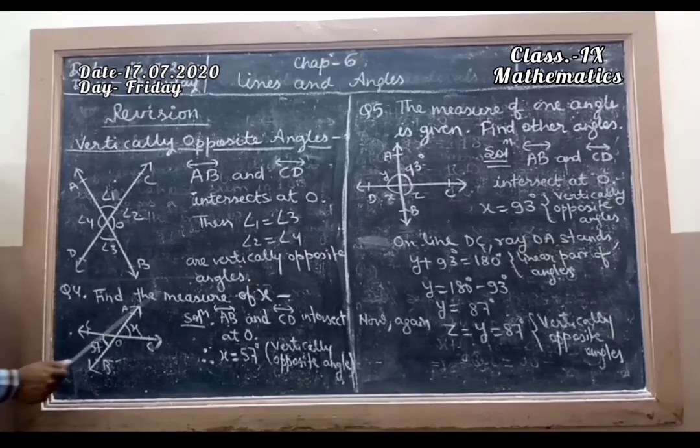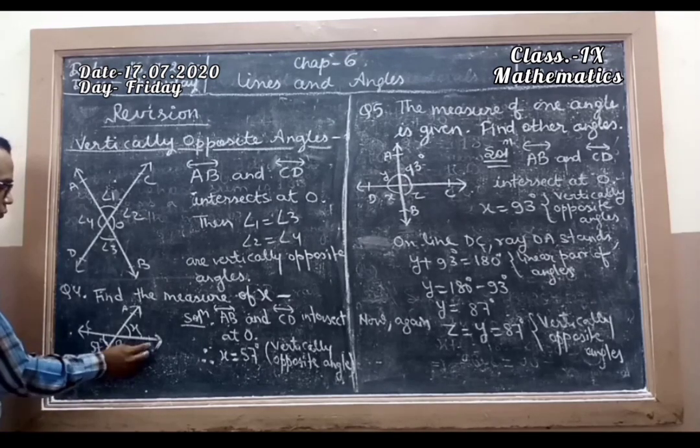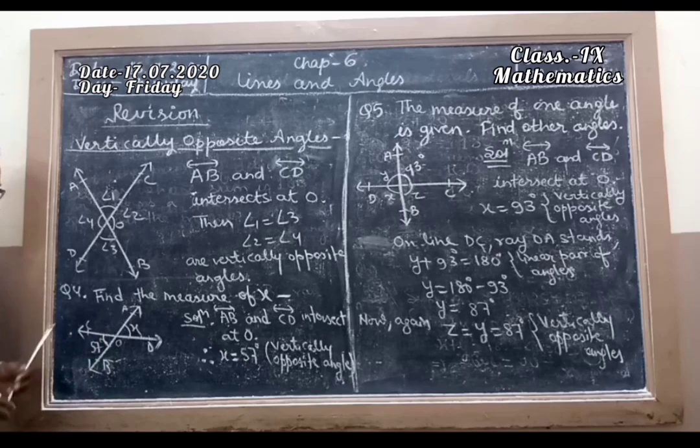Question 4. Find the measure of x. Here we observe that AB and CD intersect at O. Then x equals 57 degrees, vertically opposite angle.